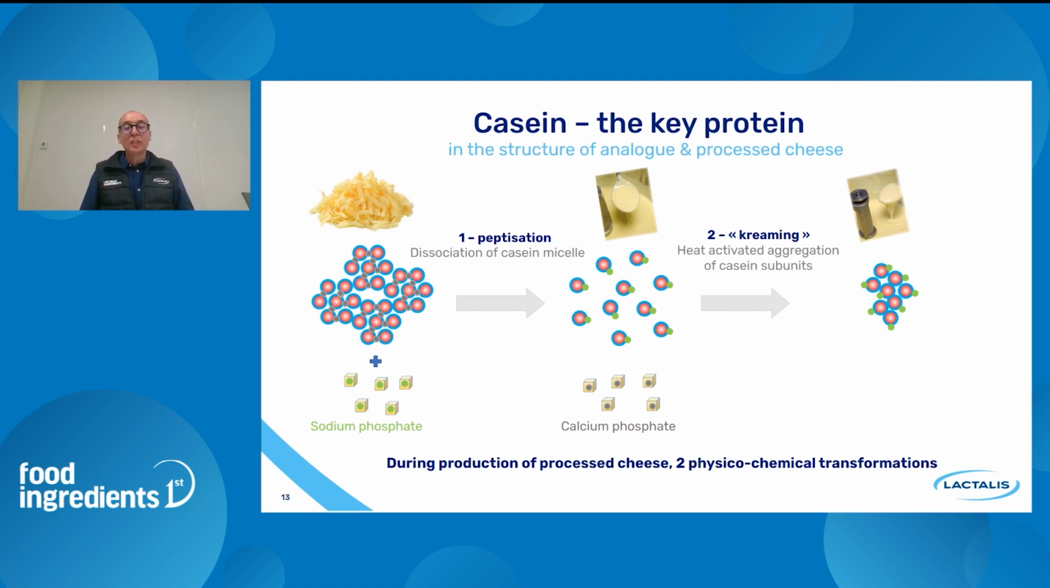The second transformation is the creaming. This time, this is a restructuring mechanism. At hot temperature, the strengthened hydrophobic interactions between proteins cause an aggregation of the casein subunits. And this aggregation leads to a viscosity increase, as you can see again on the picture to illustrate what's happening.